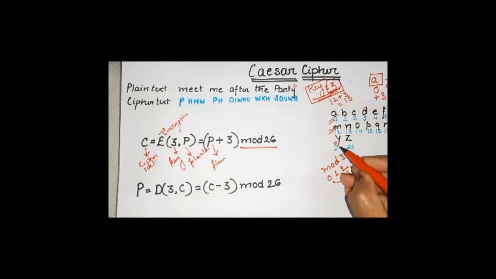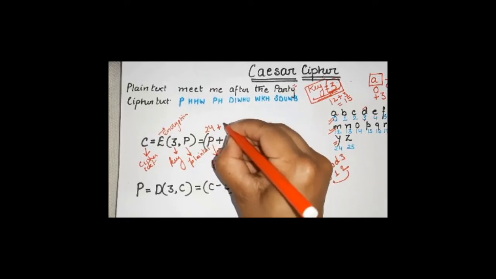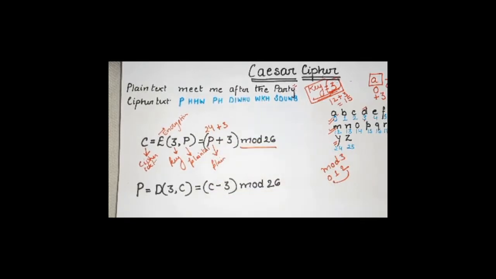Y, the value of Y is 24. So, 24 plus 3 is giving me 27. And when I perform mod 26, all of us know mod 26 means what? Mod 26 means remainder. And what will you get? You will get 1 as remainder if you divide 27 by 26.